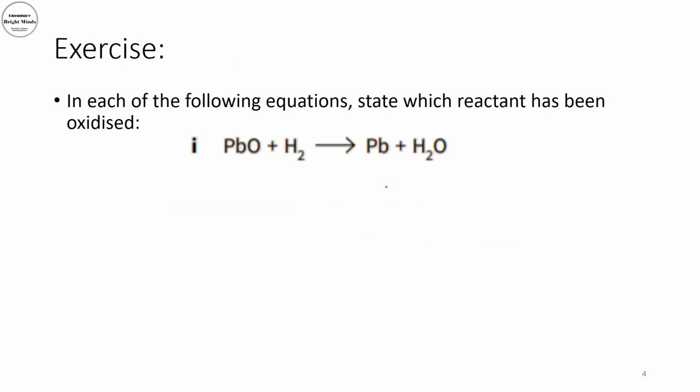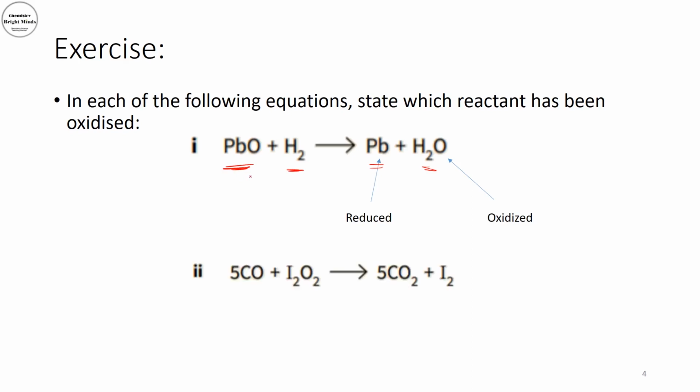Let's look at this exercise. In each of the following equations, state which reactants have been oxidized or reduced. I have here lead oxide that reacted with hydrogen to form lead and water. You can see that the lead has lost the oxygen and the hydrogen has gained oxygen. This is why I will consider the lead to be reduced, and on the other hand, the hydrogen is oxidized.